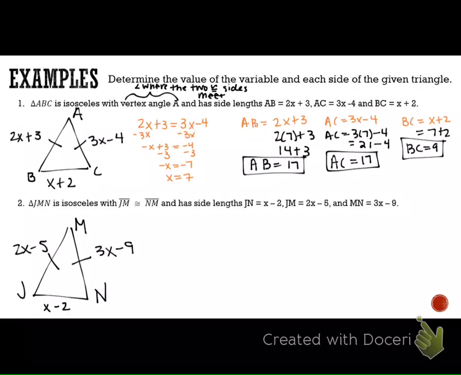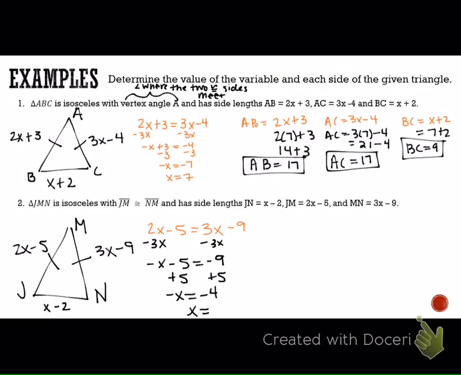So Casey, what do I know? That the two sides are congruent. So what can you do with those two sides? You can set them equal. Good. So 2x minus 5 is equal to 3x minus 9. So x equals 4.